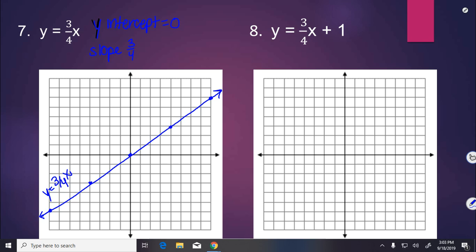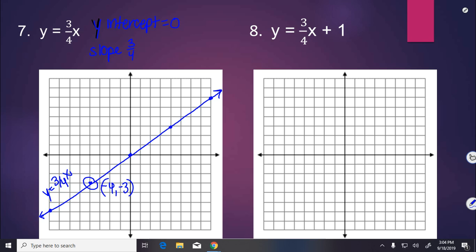So for example, this point right here would be a solution, and that's at -4, -3. So if I plug in -4, I should get -3. So -4 in for x. Remember my rule, divide by the denominator, multiply by the numerator. -4 divided by 4 is -1 times 3 is -3, so it is a solution.